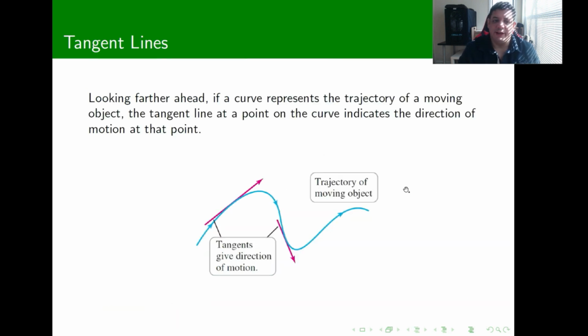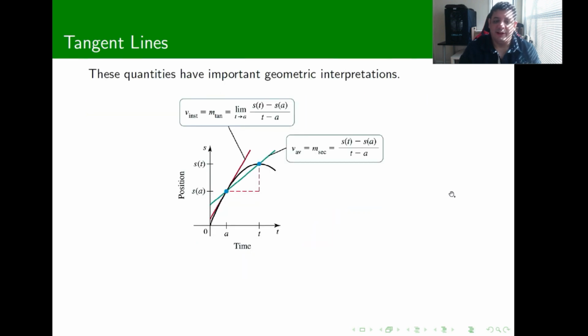If we look further ahead, if a curve is representing the trajectory of a moving object, the tangent line at a point on the curve indicates the direction that the motion is taking at that point. For example, here we have this curve, and we can see that the tangent gives the direction of the motion. It's moving in this direction, so the tangent line is doing this, then it changes to this, and over here it's going to change to this. It classifies heavily the direction of the object.